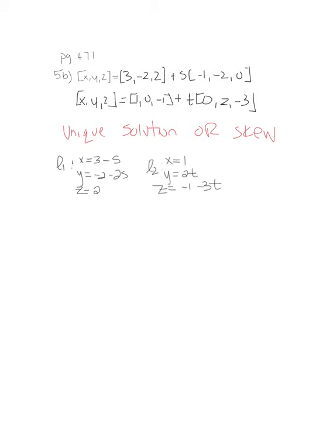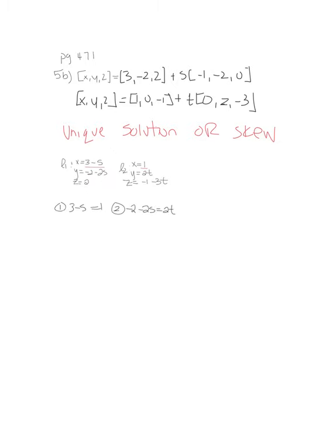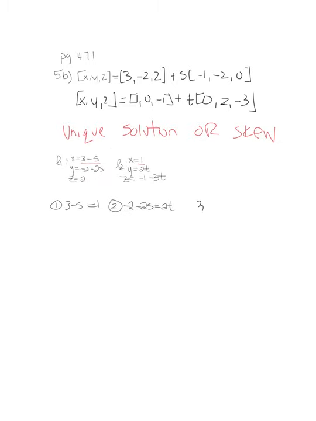At this point, I can go ahead and equate some of these. I'm going to set 3 minus s equal to 1 because x is equal to both of those. So my first equation is 3 minus s is equal to 1. My second equation is going to be dealing with the y's: negative 2 minus 2s is equal to 2t. The third equation is going to be the z's, so 2 is equal to negative 1 minus 3t.